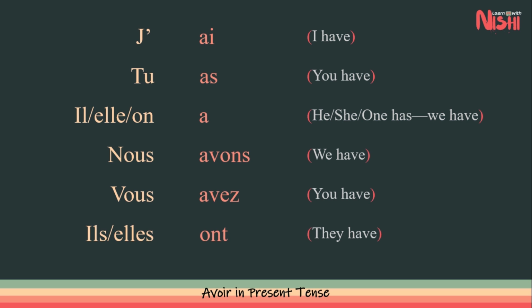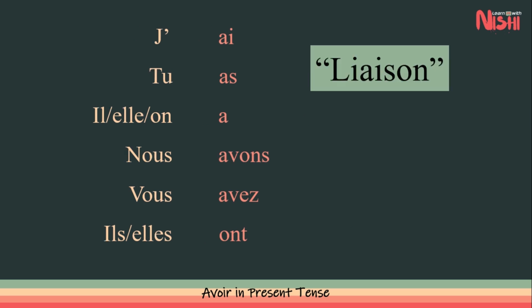Now about pronunciation. There are some liaisons. Here, on a, nous avons, vous avez, and here, ils ont, elles ont. Maybe you already know what liaison is, or maybe not. If not, liaison is a link between two words, where the first word ends with a consonant and the second one starts with a vowel or an H. In liaison, the final consonant of the first word no longer remains silent.